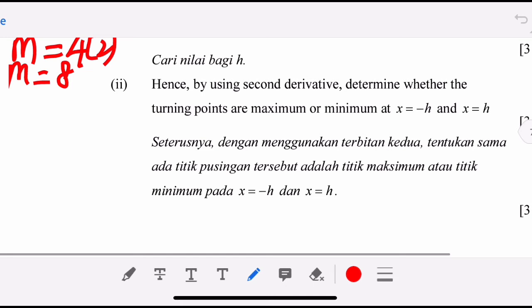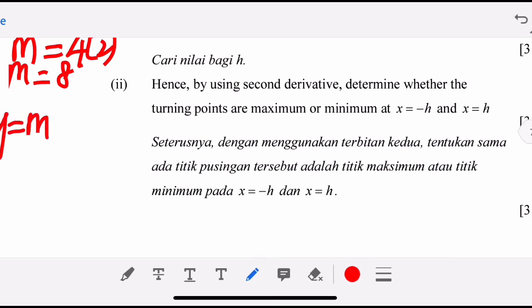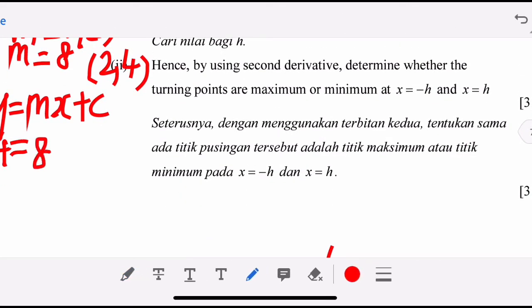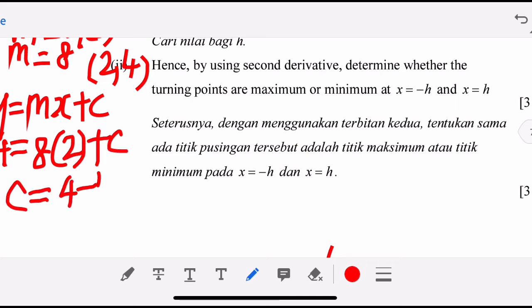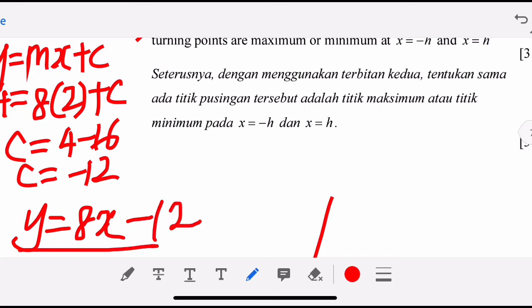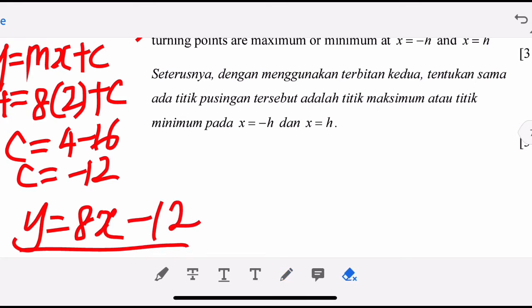Okay, how to form the equation? y equal to mx plus c. You have the point 2, 4. So 4 equal to m, the gradient. Just now we have the gradient, what's the gradient? 8, right? 8 times 2 plus c. So the c is 4 minus 16, which is -12. So the equation of tangent, write again, y equal to 8x minus 12. That is the equation of the tangent to the curve.